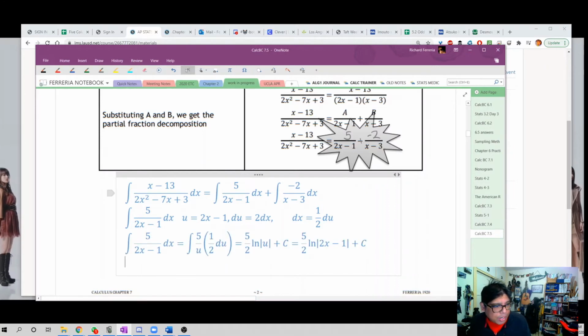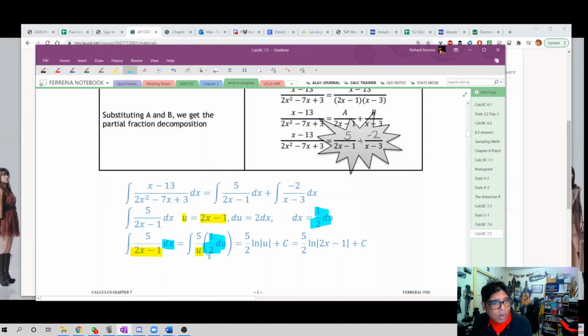So the antiderivative of 5 over 2x minus 1 dx. Remember that your 2x minus 1 is the same thing as u from here, and then your dx is the same thing as 1/2 du. Now the integral here, the 5 and the 1/2, that's where the 5/2 comes from.